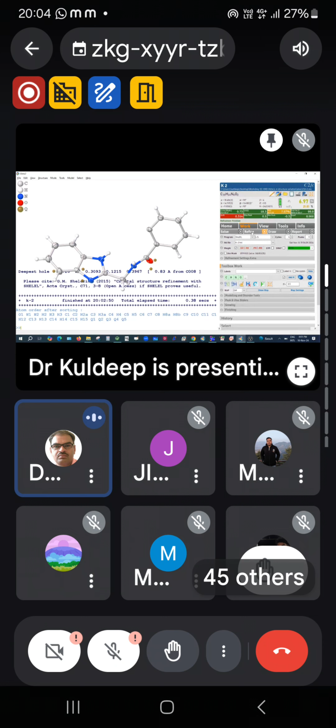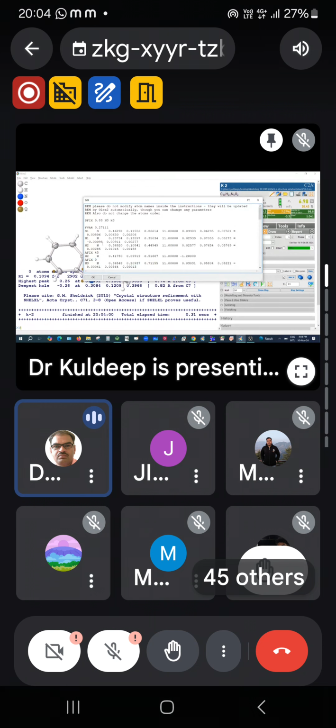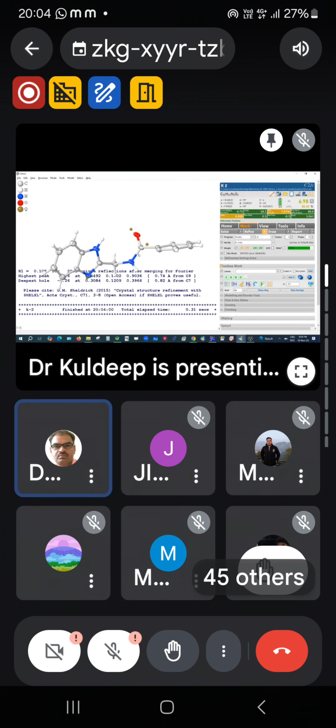And now I will refine. Okay, so now when you press this one, you will see all the atoms here, O1, O1. So only these atoms are present. The remaining are generated from the symmetry. So the refinement is complete. Thereafter, there is some intramolecular hydrogen bonding, of course. So this is from symmetry.